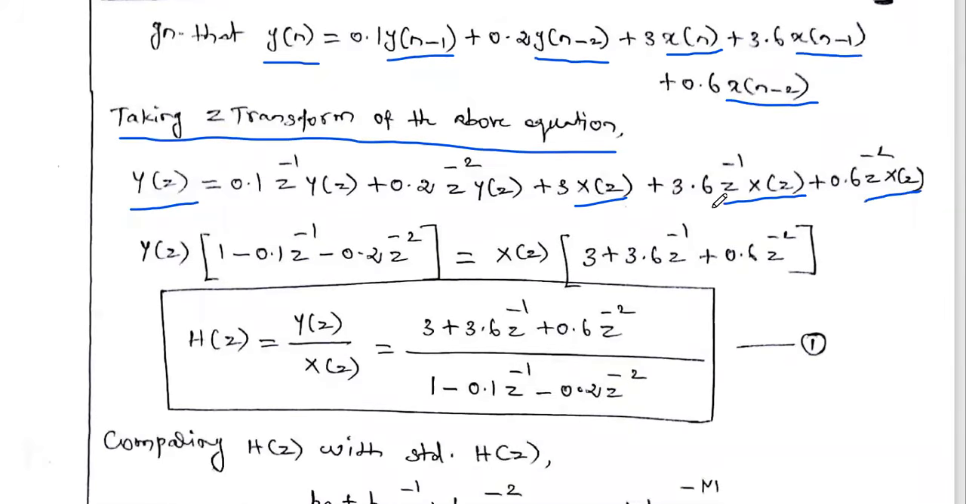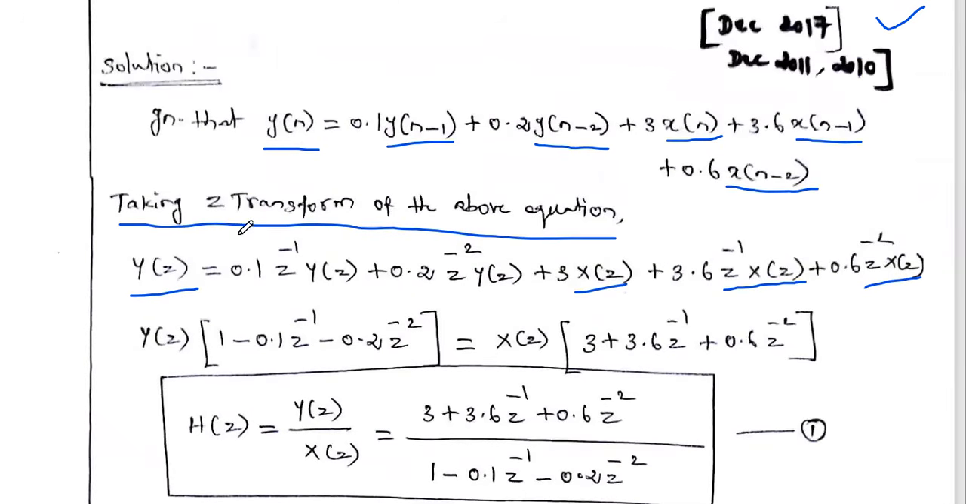This first step is very important. If you make a mistake in the first step, that error automatically propagates throughout the problem, so the entire problem is wrong. So be careful about this first step. You just take the Z transform of the above equation. Y of n minus 1 means the Z transform is Z power that amount of delay, minus 1, into capital Y of z.